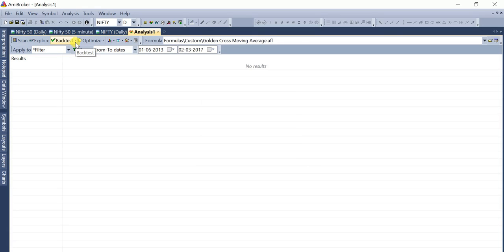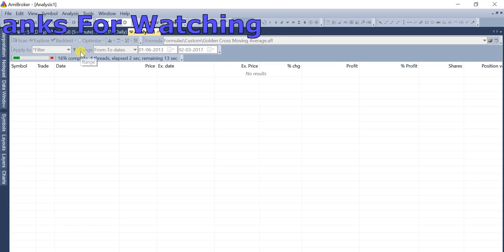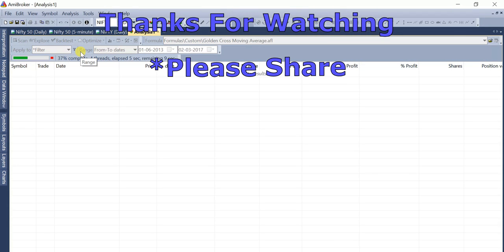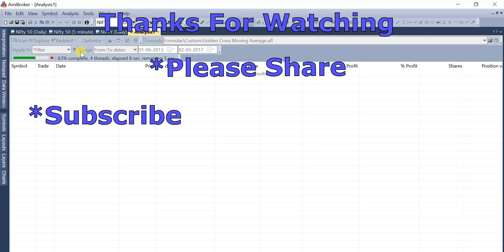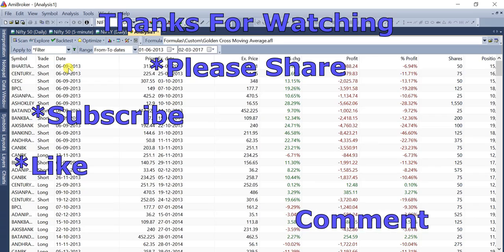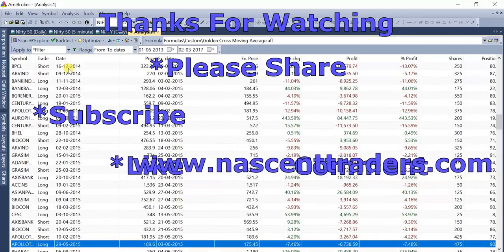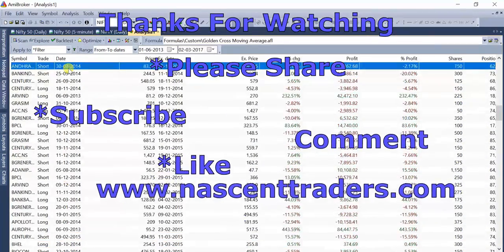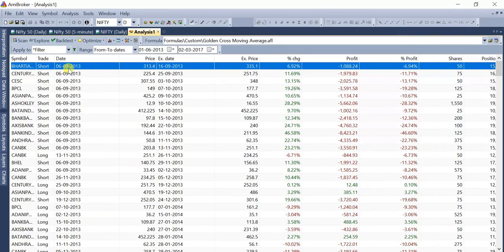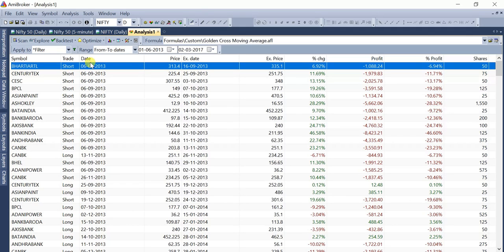Now I will just click on the backtest and portfolio backtest button. So this will quickly backtest all the stocks with this strategy and give us the result in this window. So here are all the results, what trades are happening in this strategy. You can see here our first trade is happening at 6th September 2013 in Bharti Airtel, and that is a short trade.